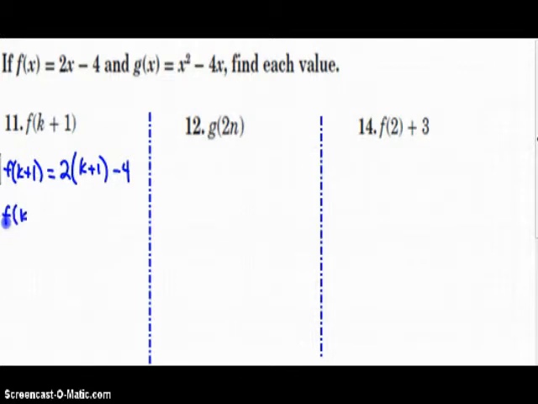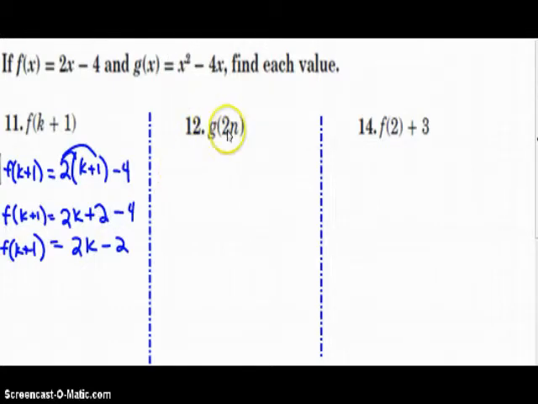Again, nothing to do on the left side. Distribute the 2 into the parentheses. 2 times k is 2k, plus 2 times 1, which is 2. Bring your minus 4 down. Now we just have one small thing to simplify here. I have 2 minus 4. Well, that would be negative 2. So 2k minus 2. So the f of k plus 1 equals 2k minus 2.